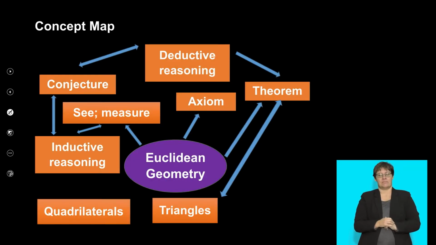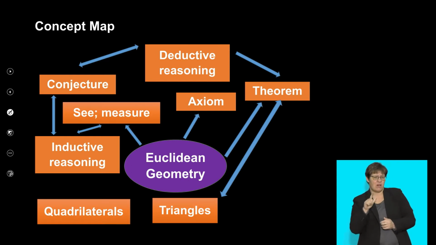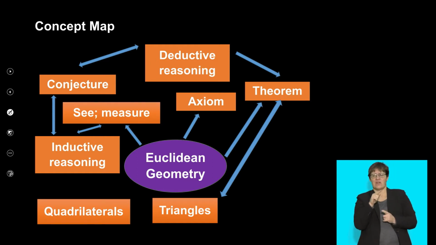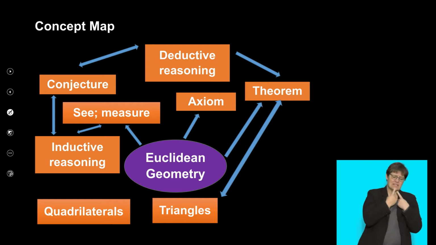So when we talk about Euclidean geometry, remember there's what we call an axiom, there's what we call a theorem, there's what we call triangles. So there are theorems that have to do with triangles, theorems that have to do with quadrilaterals, and there's inductive reasoning, where you see and measure, and then the deductive is just making a statement without a proof and then proving it, which will then be the theorem at the end.